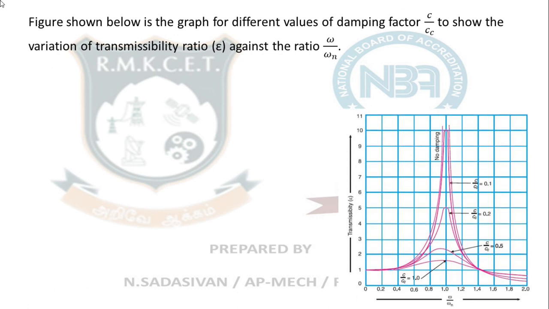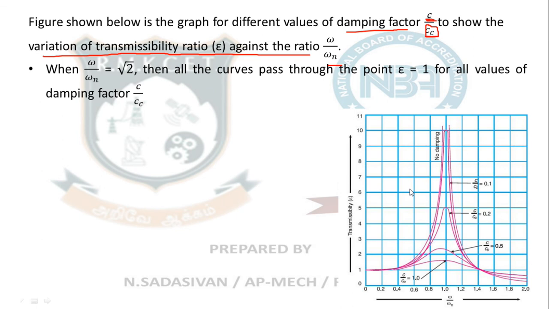So the figure shown below is a graph for different values of damping factor. What is damping factor? The ratio of the damping coefficient to the critical damping coefficient is called damping factor. So if 100 Newton per meter per second is the critical value, and I have only 5, my damping factor is 5%. It is a plot of the variation of transmissibility ratio against omega by omega n. So what does it tell you? This plot tells you that at omega by omega n equal to square root of 2, all the curves pass through the point epsilon equal to 1 for all values of damping ratio.